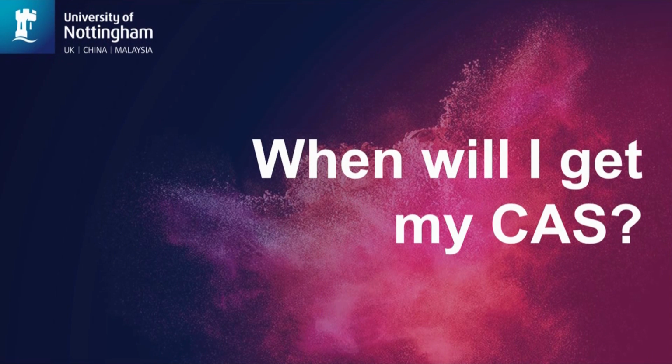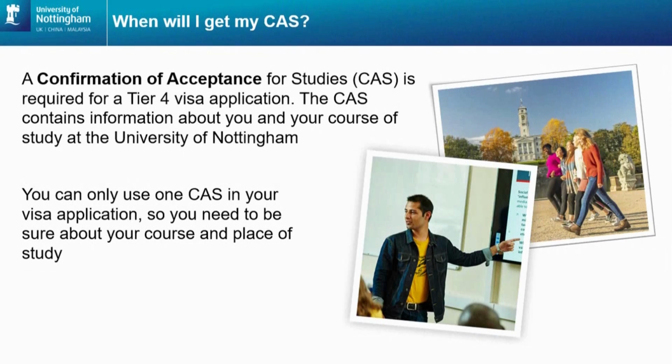The first and most frequently asked question that we're getting at the moment is, when will I get my CAS? So a CAS is a confirmation of acceptance for studies, which is required for a Tier 4 visa application, and it contains lots of information about you and the course that you will study at the University of Nottingham.